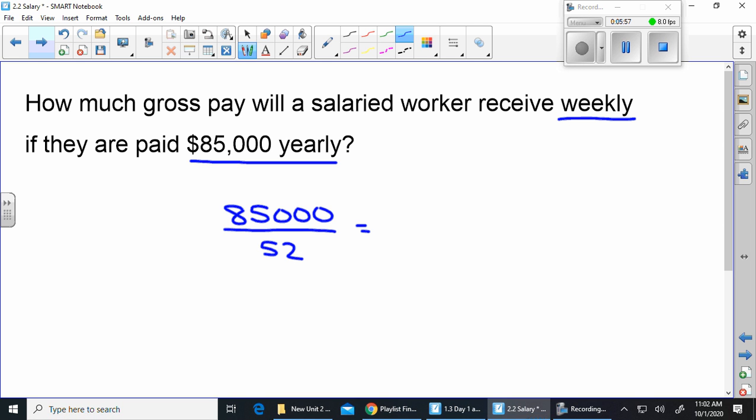If I do that, I get, now this is money, so if you get a decimal, round to the nearest cent. So it's, in my calculator, it says 0.61538, etc. I look at the third one. If it's 5 or more, it's going to make that go up. If it's less than 5, it stays. So you're going to get $1,634.62 as your gross weekly pay.